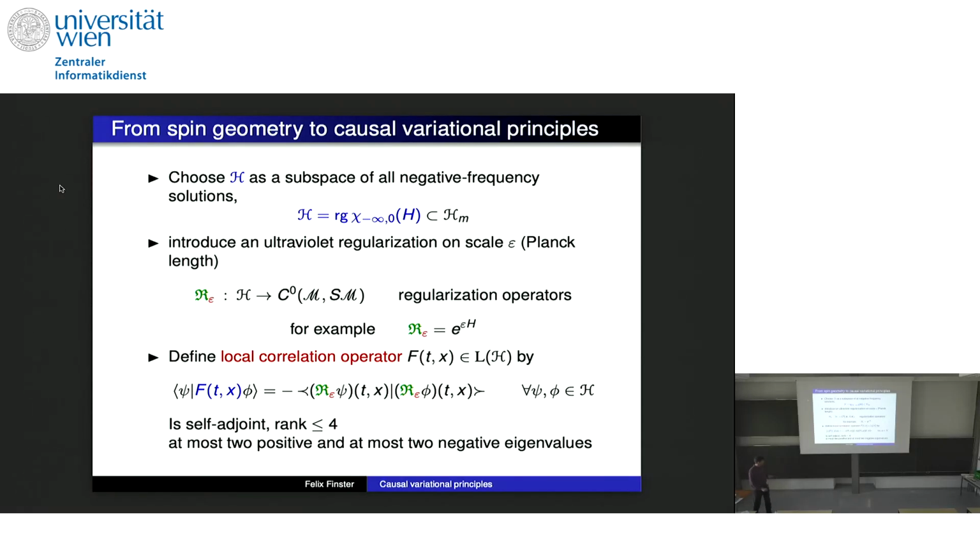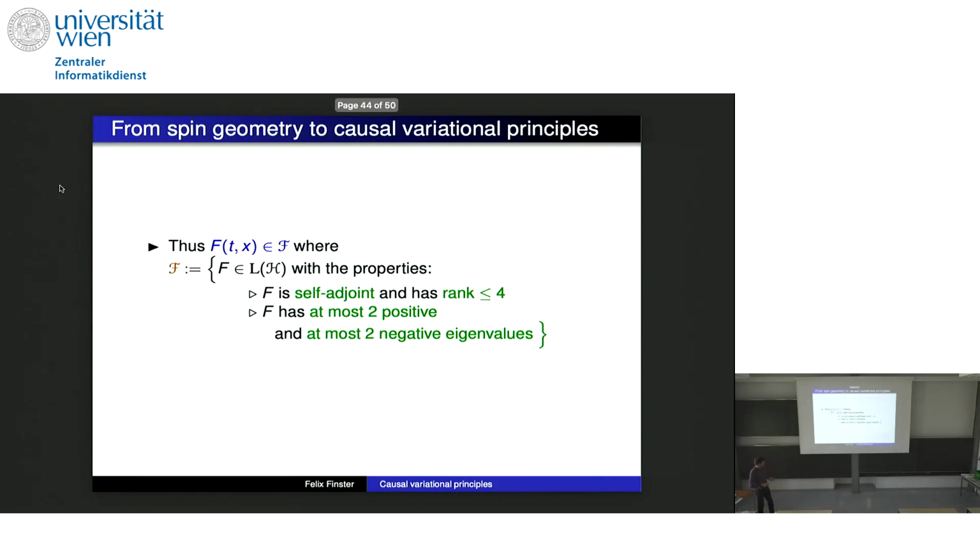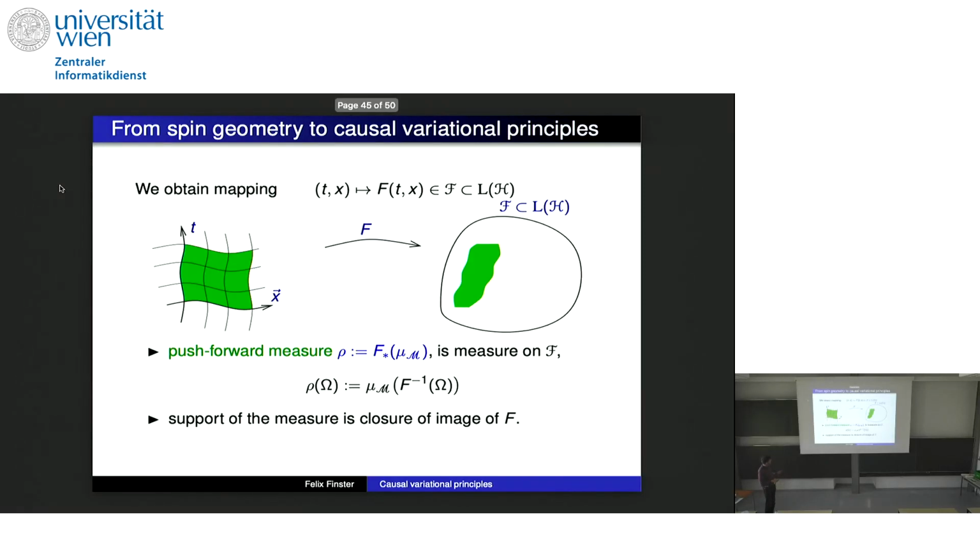This construction gives us a self-adjoint operator of rank at most 4, a finite rank operator, which has at most 2 positive and at most 2 negative eigenvalues. And the set of all these operators, this is what we denote by curly F. And this plays the role of the ambient space in which everything takes place. And this is also why it is very high dimensional. Good, so this is what curly F is, and now we have to construct the measure.